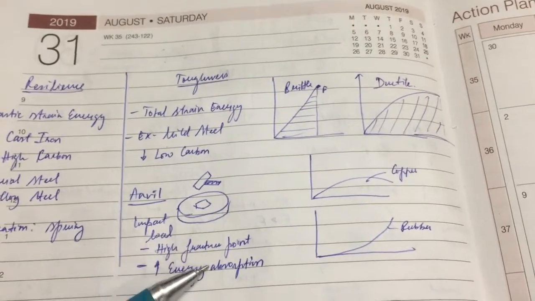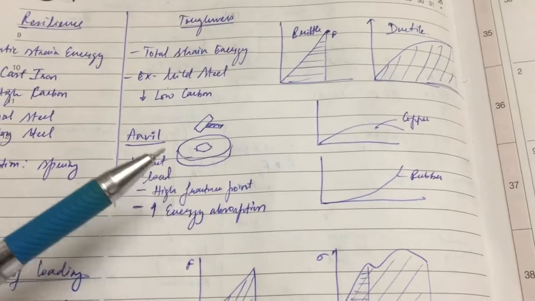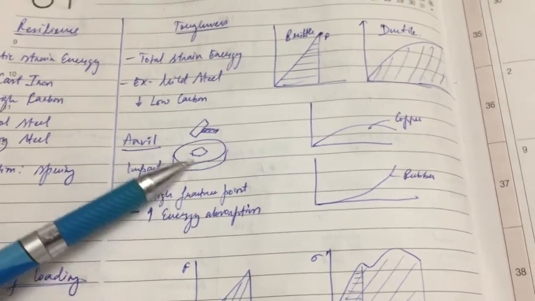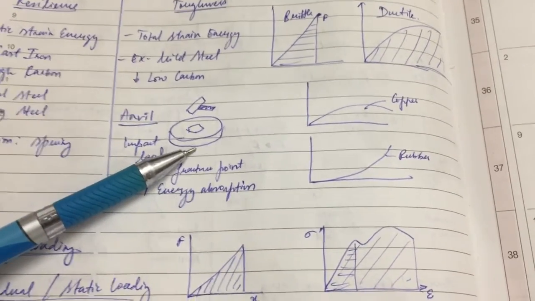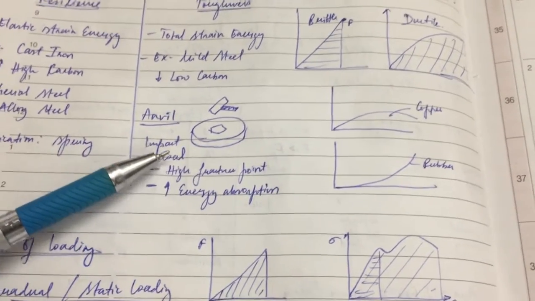But if you want to use it in applications in which there is long periodic loading or high impact loading, in that case we use anvil kind of material, in which the material is hammered or stamped such that the material is made to absorb high energy, high stress energy and impact loads.